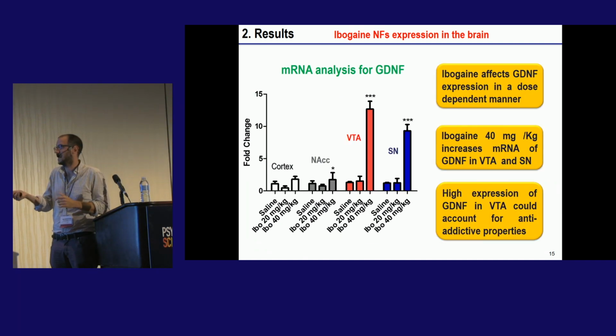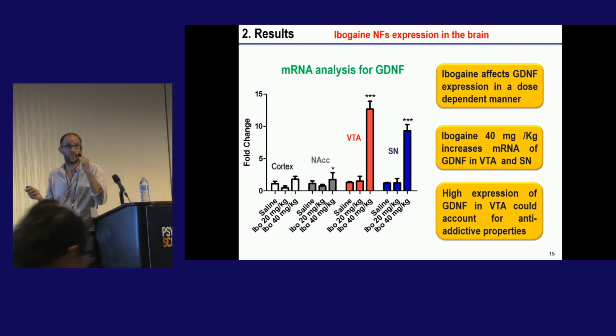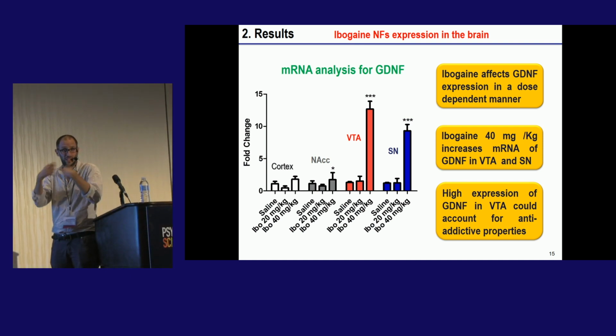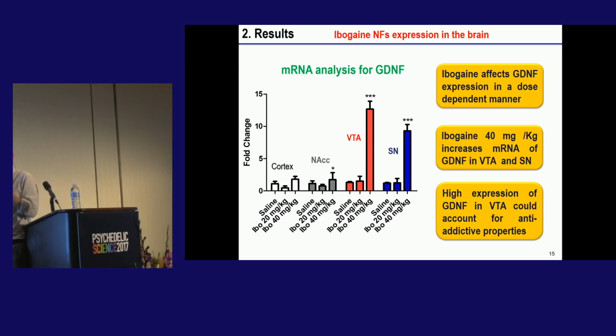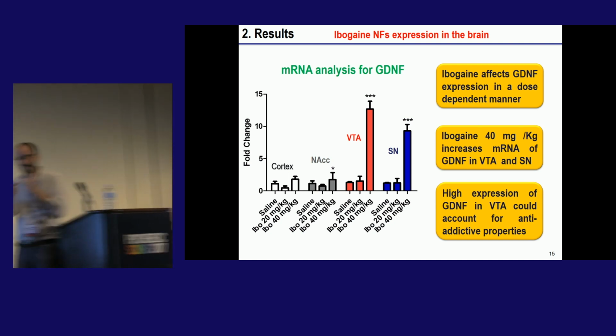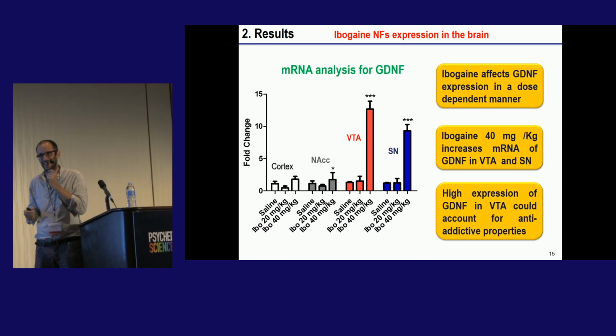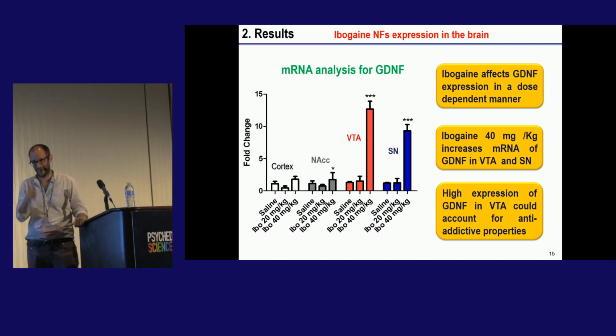What we're seeing is that, for example, the VTA was the region implicated in addiction. So we can see an increase there, and that is related to the anti-addictive property. The BDNF is another story, right? Because one mediates some responses and the other one mediates another. We can talk afterwards. Yeah, we can discuss.